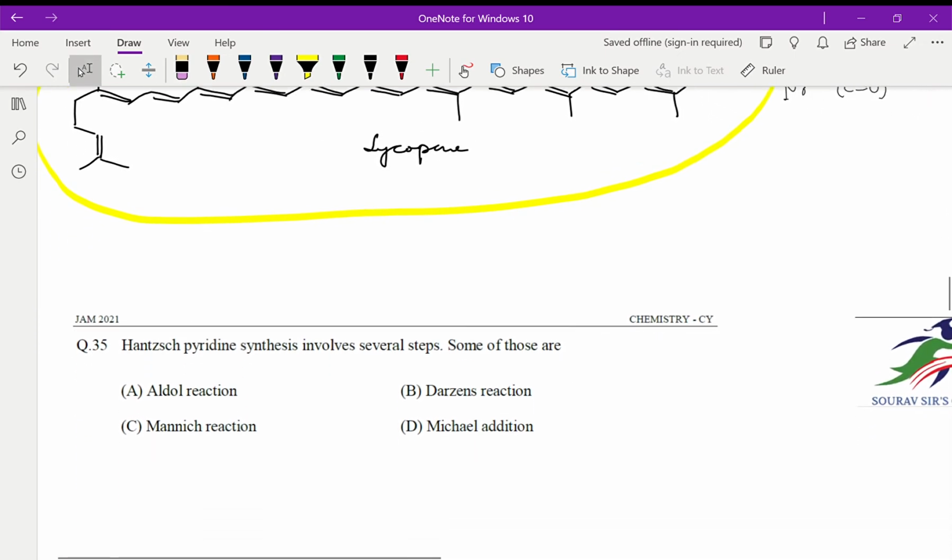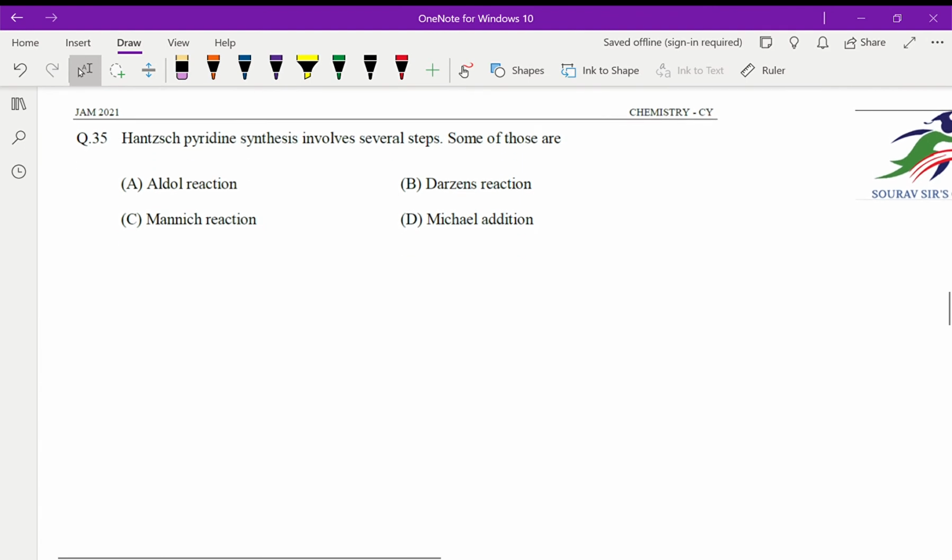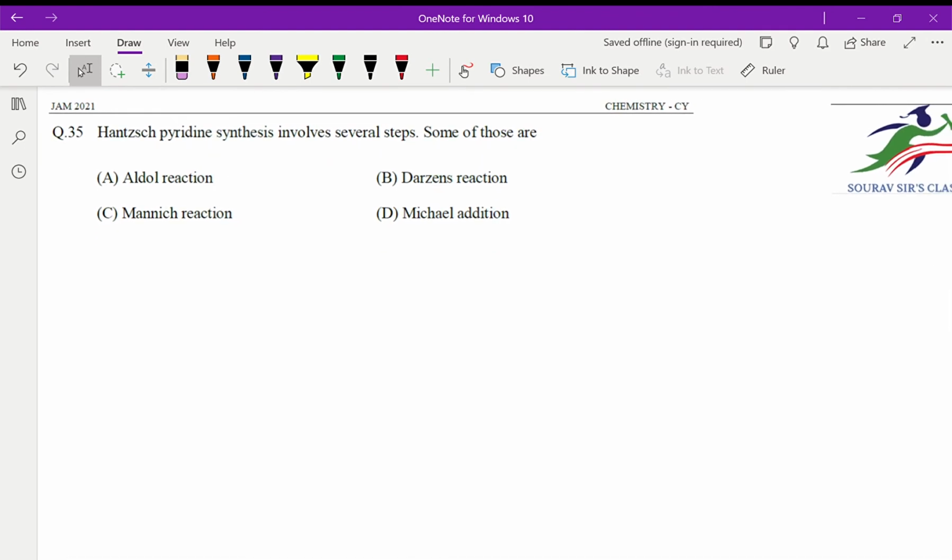All right, now next we have the question number 35, which is Hantzsch synthesis of pyridine, and the options that are given over here say that Hantzsch pyridine synthesis involves the steps. Some of those are aldol reaction, Darzens reaction, Mannich reaction, and Michael addition reaction. So let's consider over here the entire mechanism for the synthesis of the pyridine using Hantzsch process.